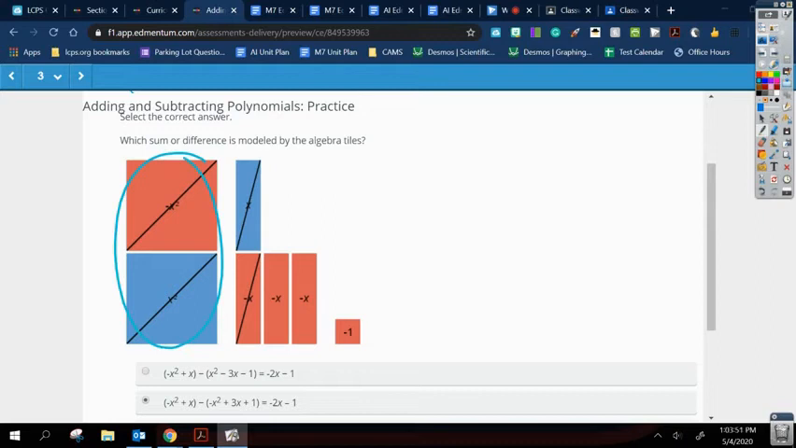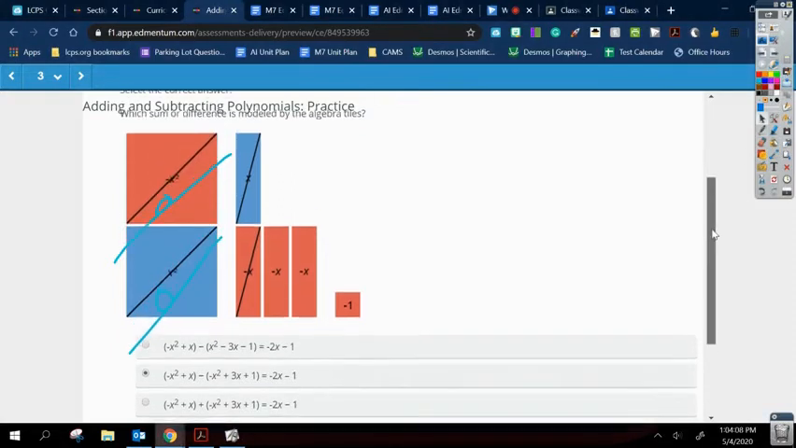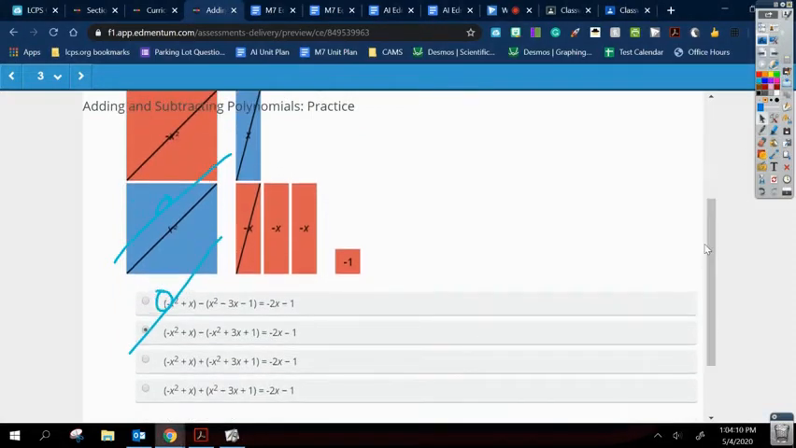Since these are like terms, both have x squares, we can add them. Now, if you notice, they have one negative and one positive. That's why they cancel out, because one positive and one negative cancel. That's an example where, scroll down a little bit, it looks like we're adding a negative and a positive.